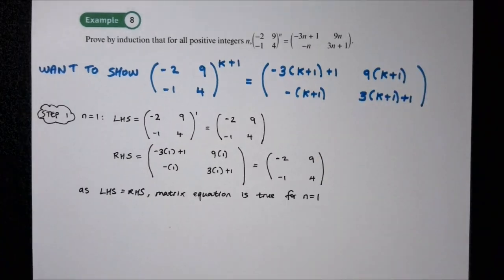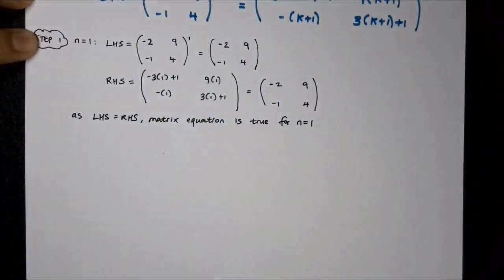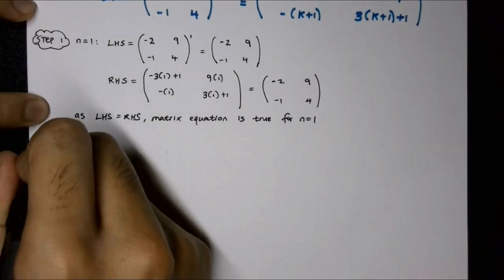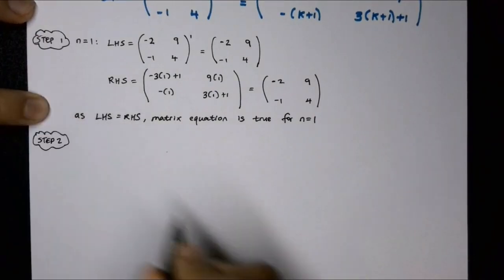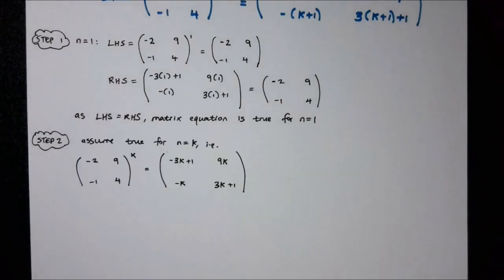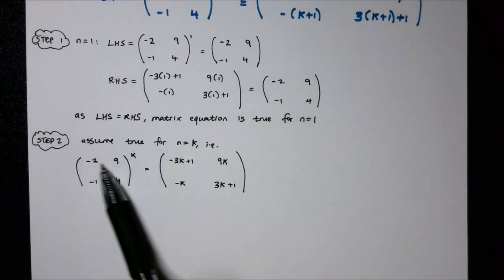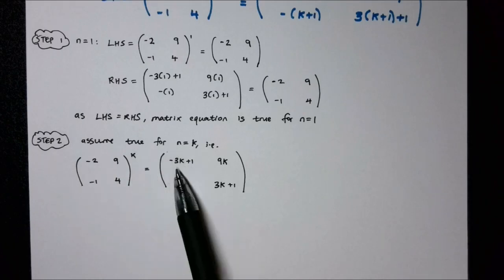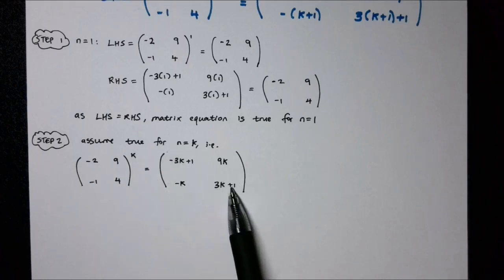So therefore, as the left hand side is equal to the right hand side, the matrix equation is true for n equals 1. And then we move on to our second step, the assumption step, where we will assume that the result is true for n equals k. So we will assume that when n is equal to k, we've got [-2, 9; -1, 4] to the k. That's equal to [-3k+1, 9k; -k, 3k+1].